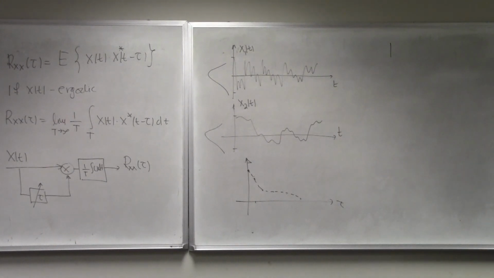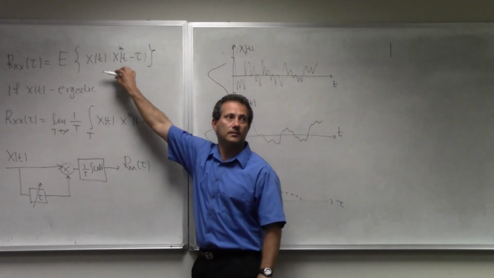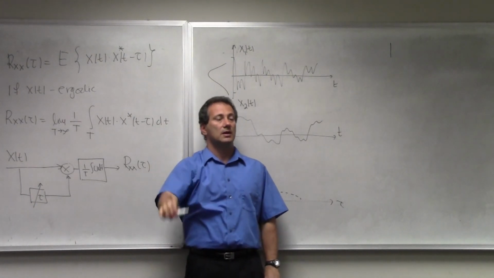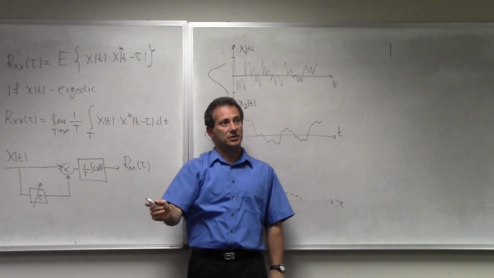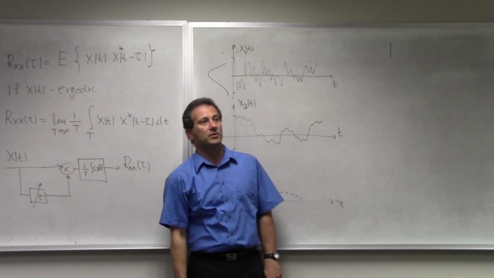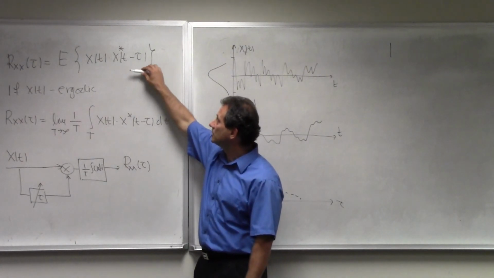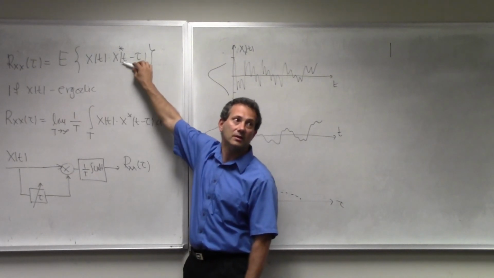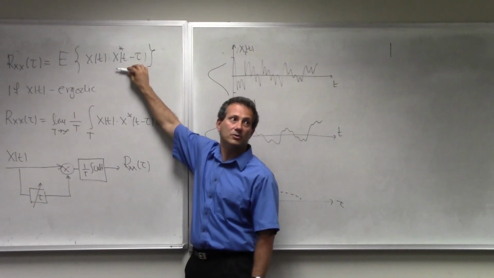If x of t is not ergodic, then you have to go back to this definition. That means you actually have to line up as many realizations as you can, calculate the product for each realization, and then average across all possible realizations. If the process is not ergodic, then you cannot substitute time domain averaging for ensemble averaging. The autocorrelation function is defined strictly through ensemble averaging.